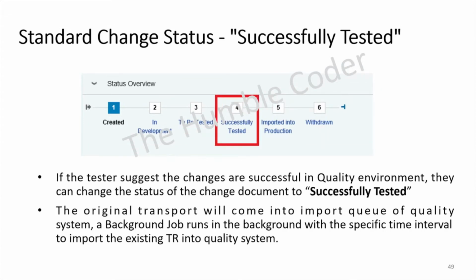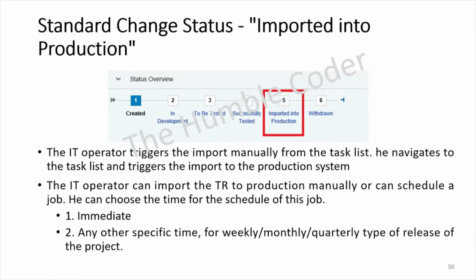So the next status is successfully tested. If the tester finds that the changes are successful in quality environment, they can change the status of the change document to successfully tested. The original transport request will come to import queue of the quality system. A background job runs in the background with a specific time interval to import the existing TRs into the quality system. So the background job will bring the TR into the quality system.